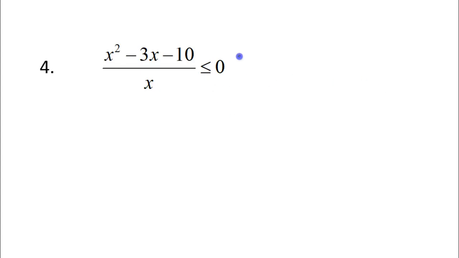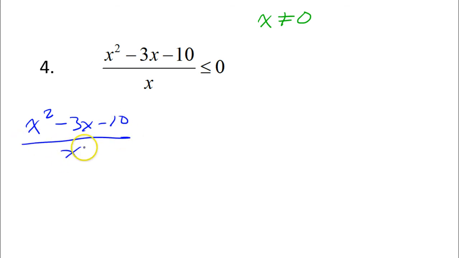So remember, we have 2 sources of our critical values that go on the number line. One source is excluded values. So let's write that down. X cannot equal 0 because of this denominator of x. The other values that will go on the number line will be solutions to the equation that you get if you replace this less than or equal to sign with just an equal to sign. Okay, so let's solve this equation.